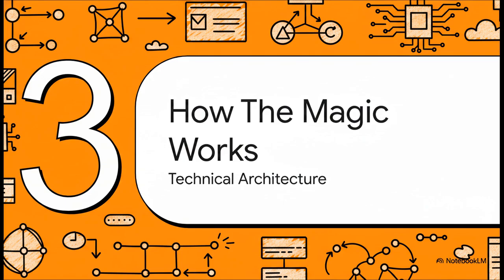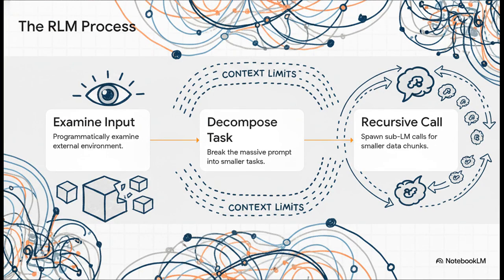All right, let's get into the technical weeds a bit. Section 3, how the magic works. So the absolutely crucial point here is this exact 3-step sequential loop. To handle these near-infinite length contexts, the model first examines the input. Second, it decomposes the task. And third, it recursively calls itself, meaning the main language model actually spawns a sub-language model to handle a smaller chunk of the data. And then that submodel returns the answer back up the chain. It just loops through this whole process, totally bypassing those annoying context limits.